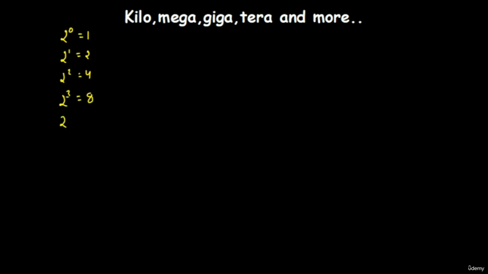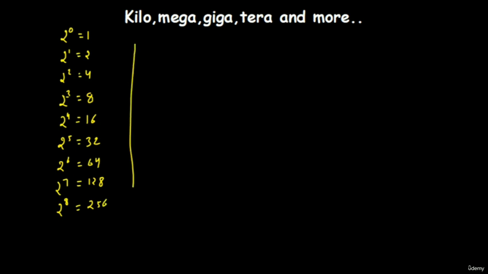2 to the power 4 equals 16. 2 to the power 5 equals 32. 2 to the power 6 equals 64. 2 to the power 7 equals 128. 2 to the power 8 equals 256. 2 to the power 9 equals 512, and I'm changing the color.